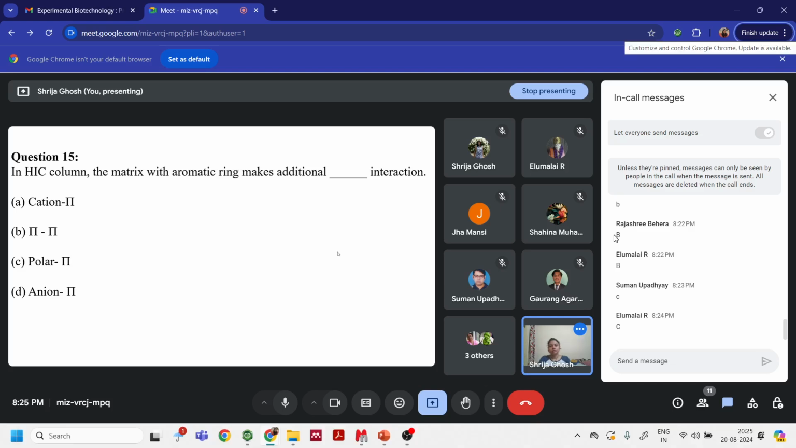Okay. Moving on to the next question, question number 15. In HIC column, the matrix with aromatic ring makes additional dash interaction. Option A, cation pi, option B, pi pi, option C, polar pi, and option D, anion pi. So in an HIC column, the matrix with aromatic ring makes additional dash interaction. We have one answer, option B, pi pi. Anyone else want to answer?